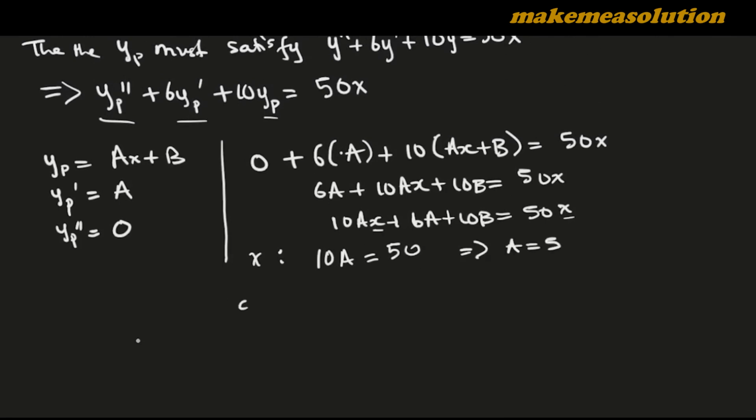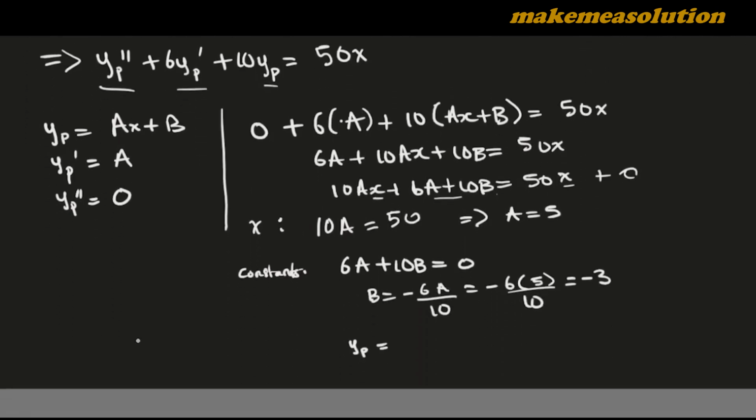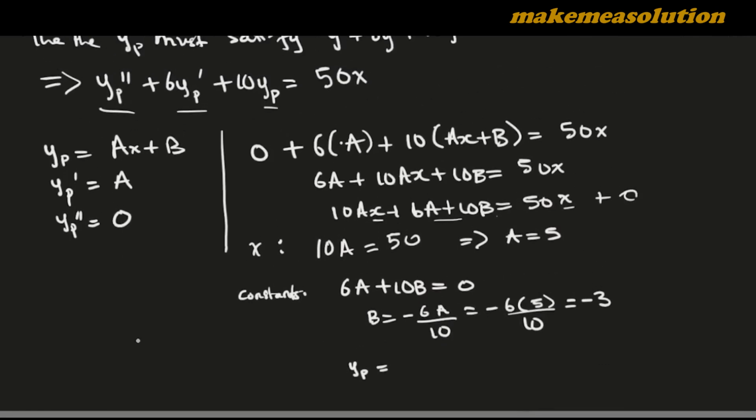Is that okay? So when you compare the constant term, on the left hand side the constant is 6a plus 10b. On the right hand side the constant is as good as 0. So from this equation, b is going to be negative 6a over 10. Now when you slot in the value of a, you have negative 6 times 5 over 10, which is negative 3. So you've gotten the value of b. Now that we've gotten the value of a and b, which initially we labeled as the undetermined coefficients, our yp is now complete according to the form of the yp, which is ax plus b. So we have yp to be 5x minus 3.